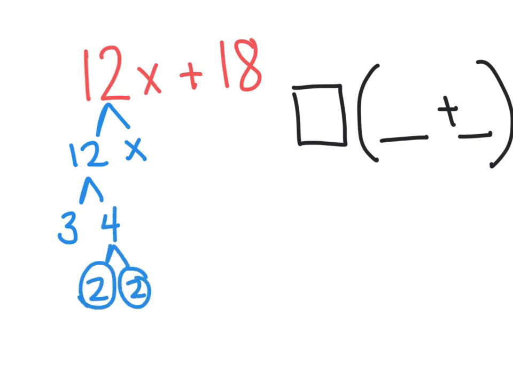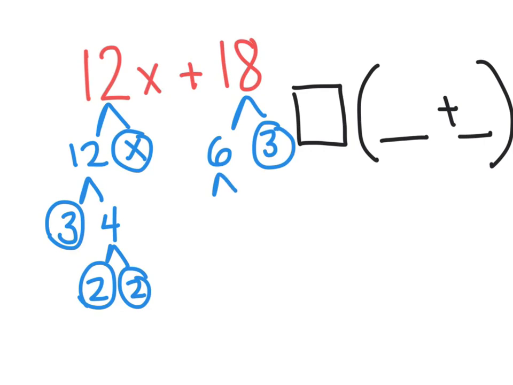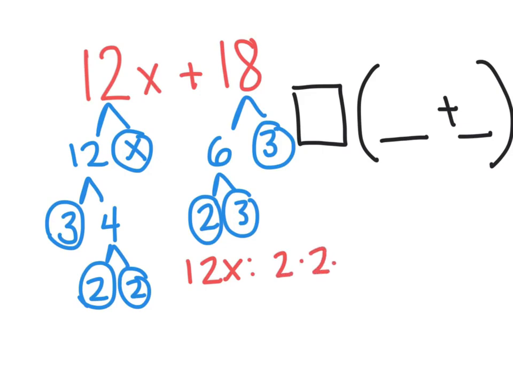So here are my prime factors, and we can't do anything with that x. 2 times 2 times 3 times x. And my factors of 18 are, let's say, 6 and 3. 3 is prime. So I'm left with 2 and 3. And then I'm going to write down what I've got. So 12x gave me 2 times 2 times 3 times x. And 18 gives us 2 times 3 times 3.